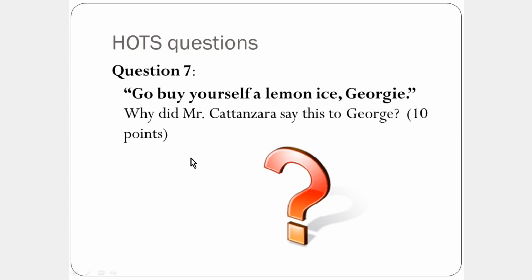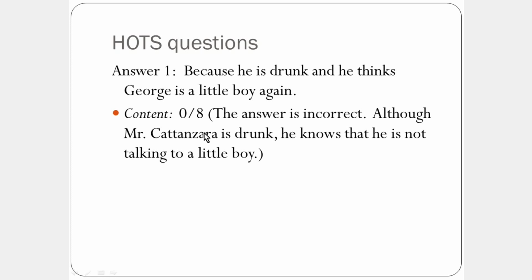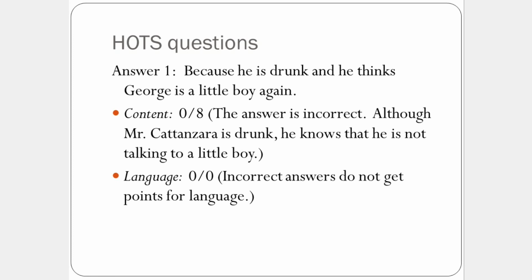Question 7 says, "Go buy yourself a lemon ice, Georgie." Why did Mr. Catanzara say this to George? This is a 10-point question. The first answer was, "Because he's drunk and he thinks George is a little boy again." So this is not correct at all. Although Mr. Catanzara is drunk, he knows that he is not talking to a little boy, and therefore the cause and effect here isn't correct. We don't give any language points because the content was wrong, and so this answer gets a total of 0 points.